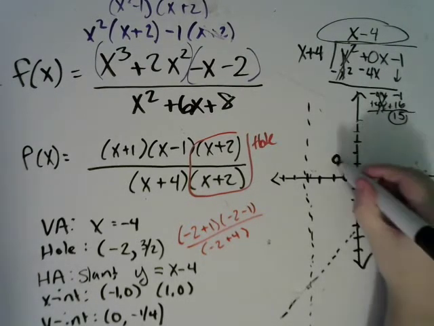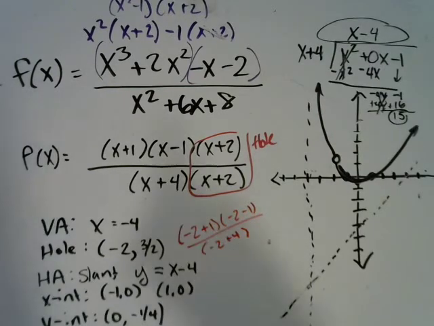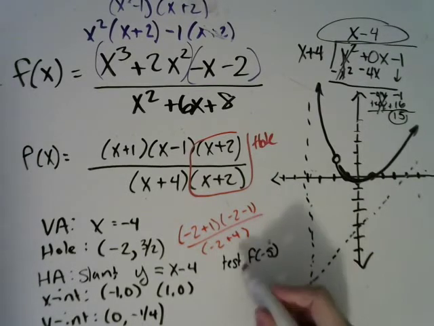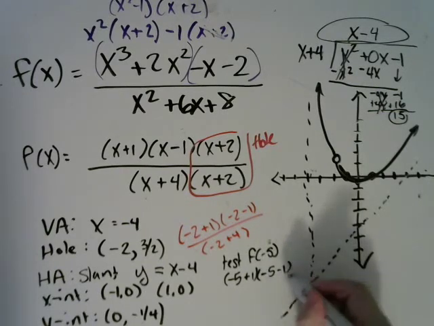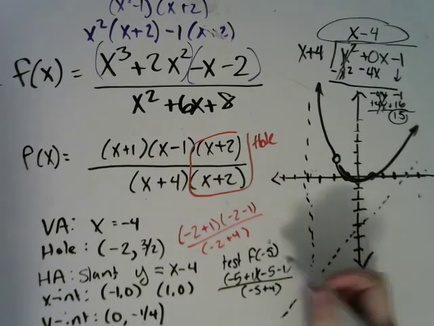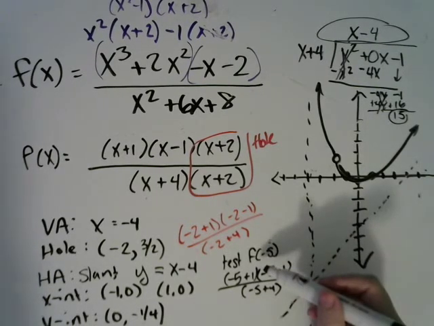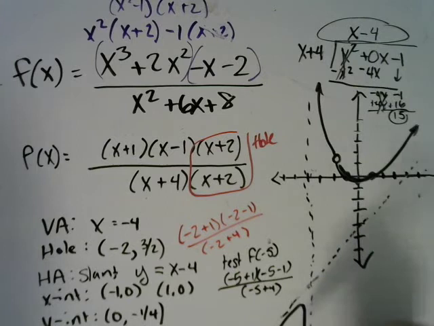Well, these 3 points are pretty clear to connect. We've got a curve that way and a curve that way. The question is, where does the graph lie to the left of the asymptote? So we are going to test -5. And that gives us -5 + 1, -5 - 1 over -5 + 4, which actually simplifies to a whole number, which is -24, which means it's way down here in the bottom corner.